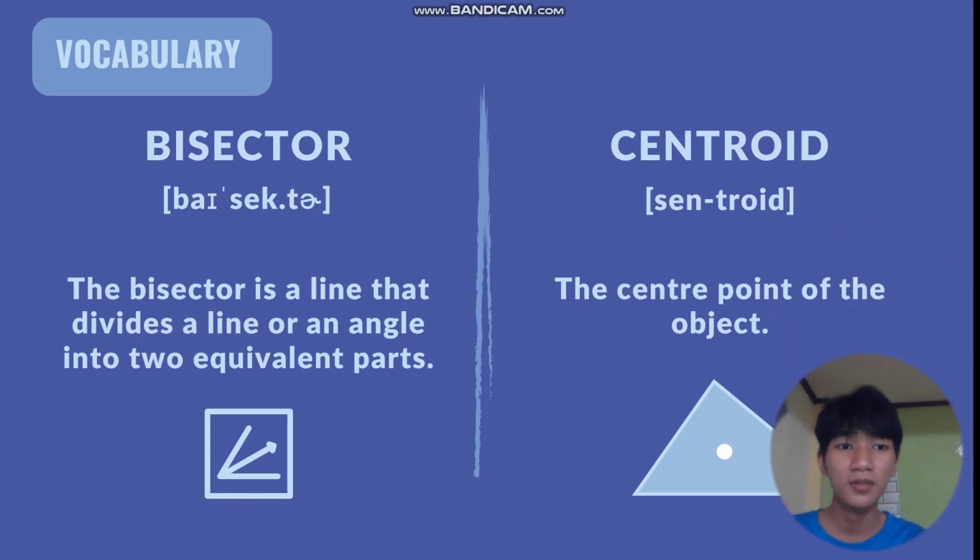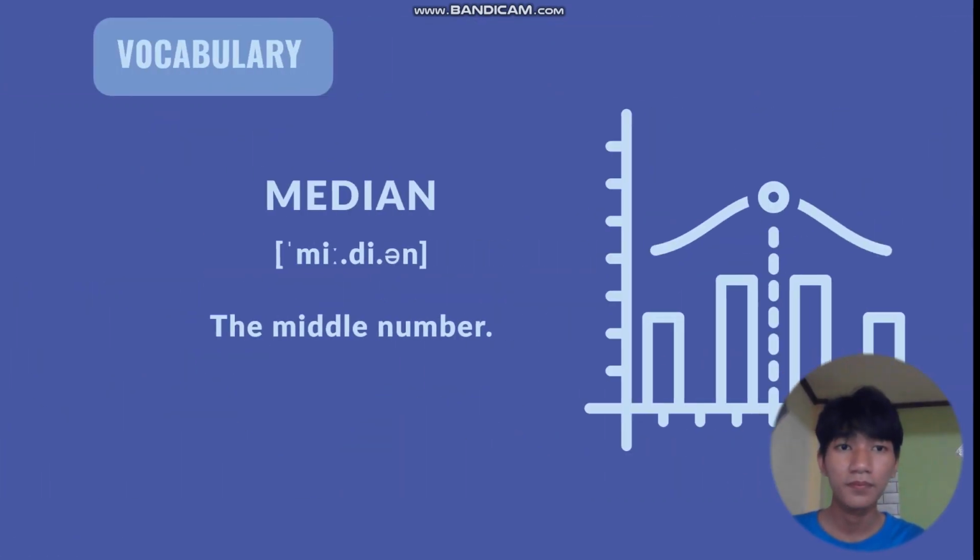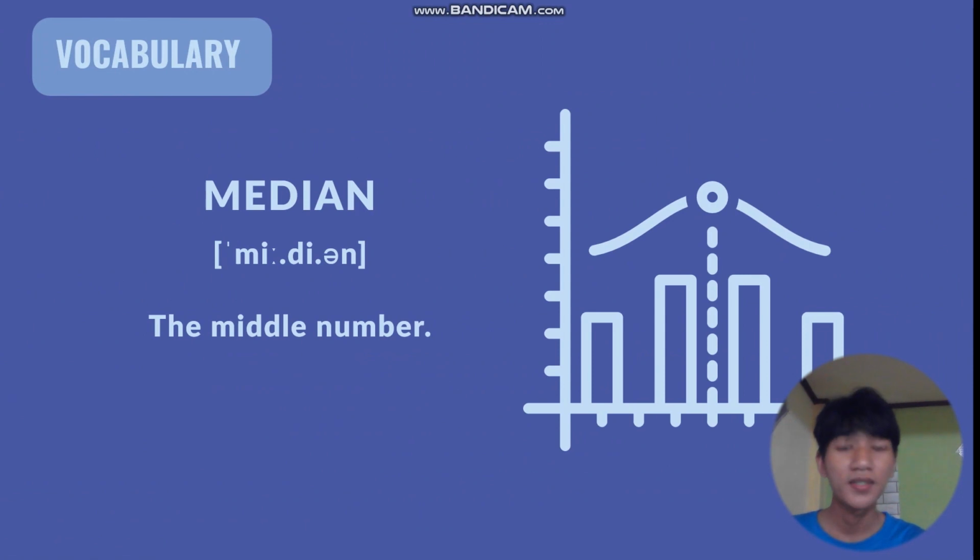Okay, the next vocabulary we have is median. Median is the middle number. If we have data, the middle number of the data is the median.